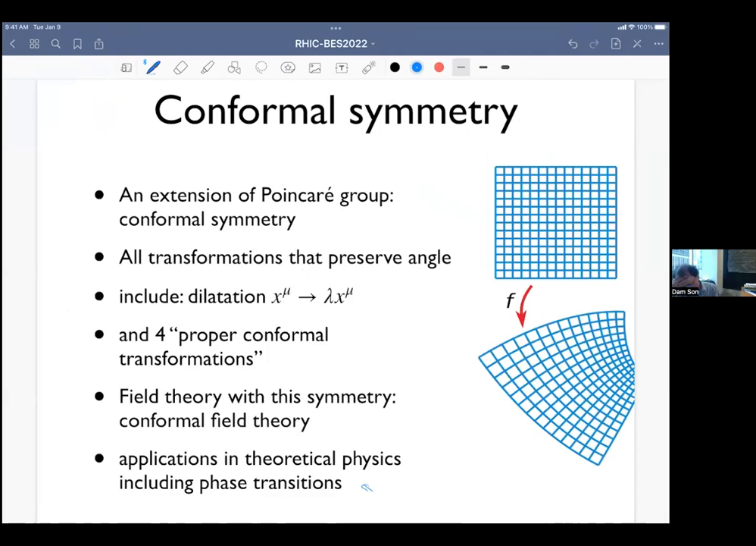Non-relativistic conformal symmetry doesn't seem to have similar application in the physics of phase transition, although maybe we just don't know. But I'm not aware of any example where the Schrödinger symmetry is realized in phase transition. So that's all relativistic.